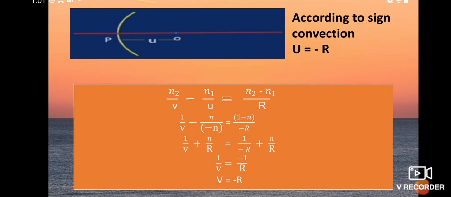Now 1 by v plus n by r, minus into minus is plus, is equal to 1 by minus r plus n by r, as I have separated the r in both terms. Okay students, by cancelling the n by r terms on both sides, we get 1 by v is equal to 1 by minus r. So v is equal to minus r.